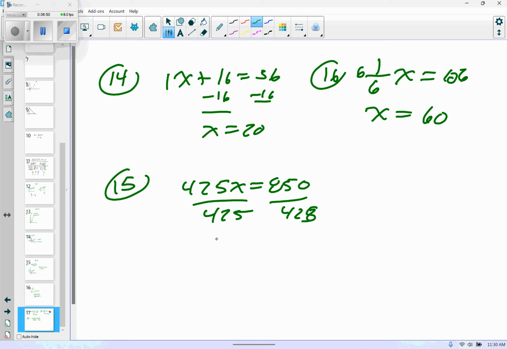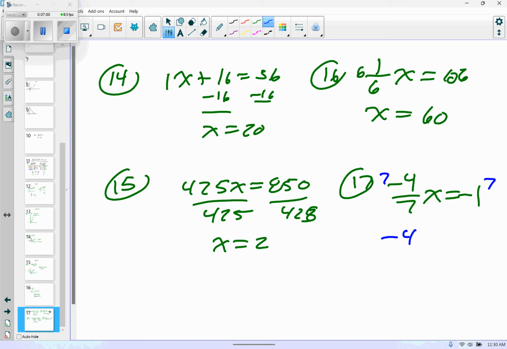And if you use the calculator, you're going to get x equals 2. Number 17, we have negative 4 over 7x equals negative 1. So multiply both sides by 7 here. Divide each side by negative 4. And that's going to be 7/4.